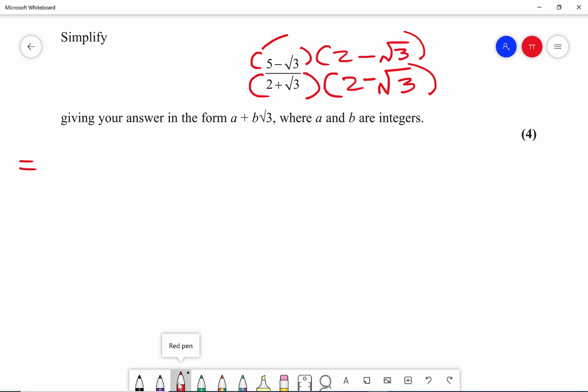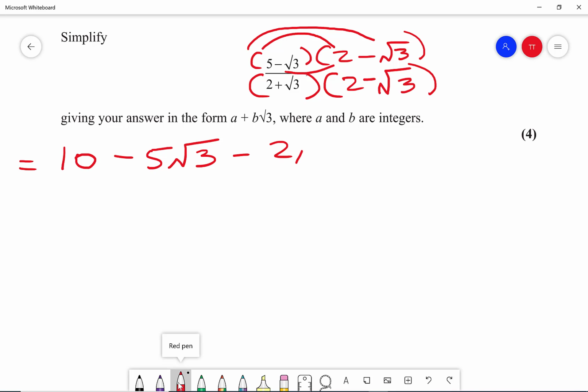So we do 5 times 2 gives me 10. Then 5 times minus root 3 is minus 5 root 3. Then we're going to do minus root 3 times 2 is minus 2 root 3. Then minus root 3 times minus root 3 will be plus 3.